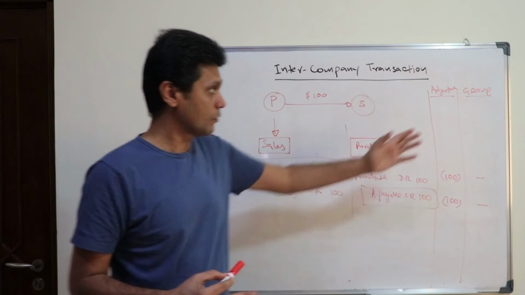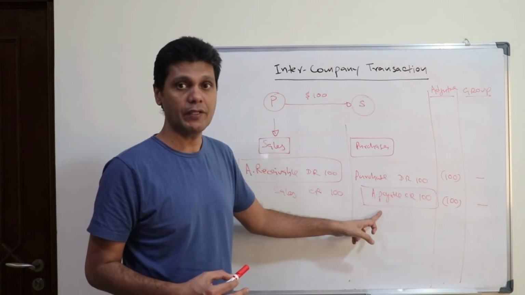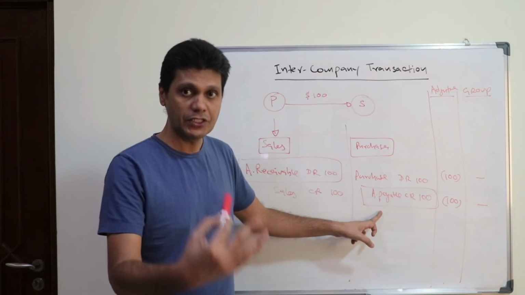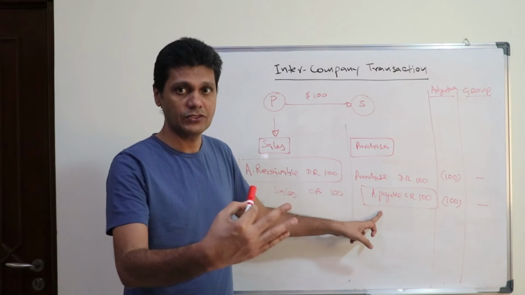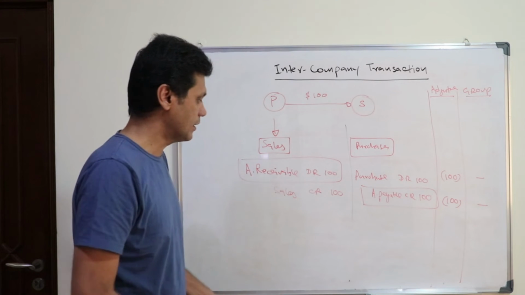So as far as the group is concerned, in order to eliminate these accounts receivable and accounts payable, you will have to pass a journal entry in the consolidated financial statements to arrive at the consolidated financial position. So what will be the journal entry?